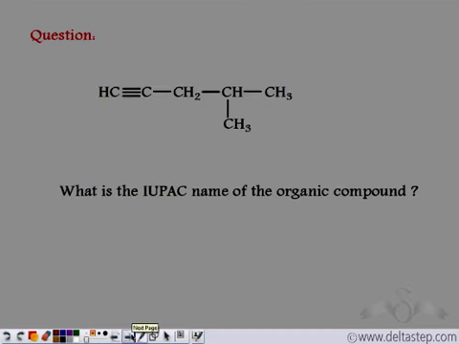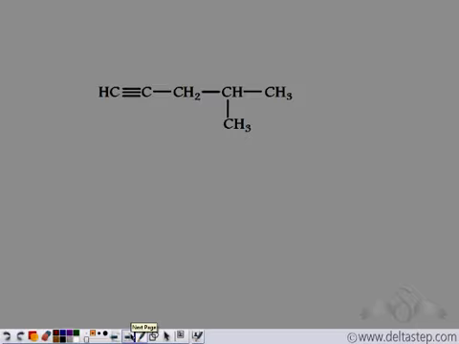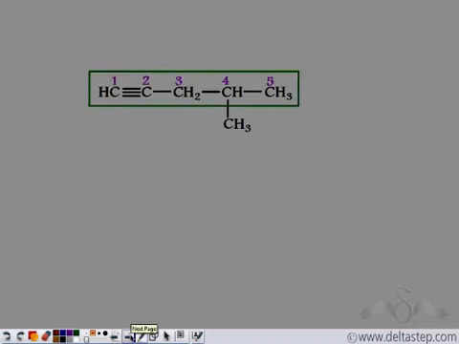Let's take a question here. We are given this organic compound. We have to find its IUPAC name. So let's start. First, write the organic compound. Then the first step is to find the longest carbon chain containing the functional group. Notice the functional group is a triple bond in this case. So this is the longest carbon chain containing the functional group. In order to give the lowest number to the functional group, we start the numbering from left.